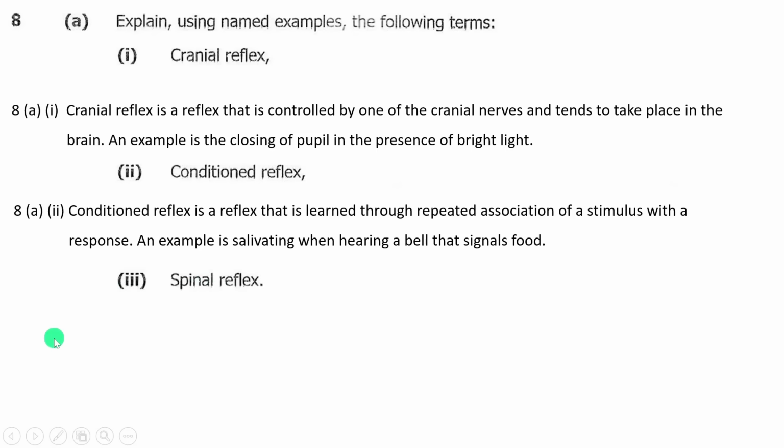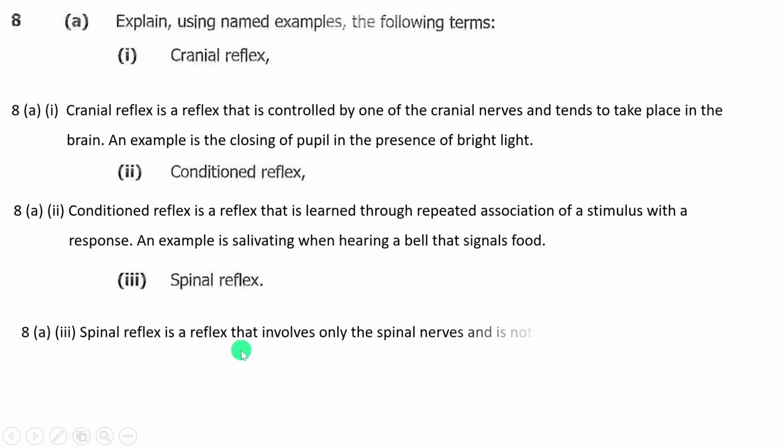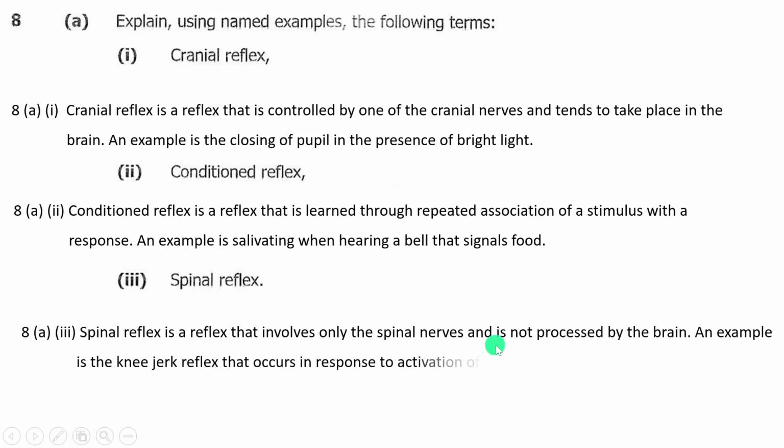So here we are saying that the spinal reflex is a reflex that involves only the spinal nerves and is not processed by the brain. An example is the knee jerk reflex that occurs in response to activation of the muscle spindle stretch receptors.